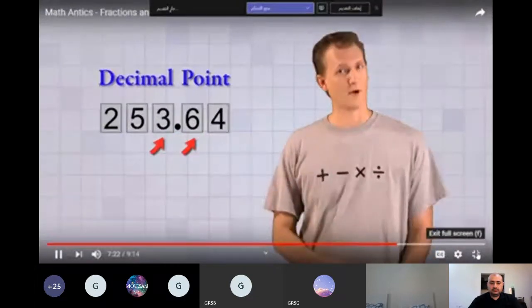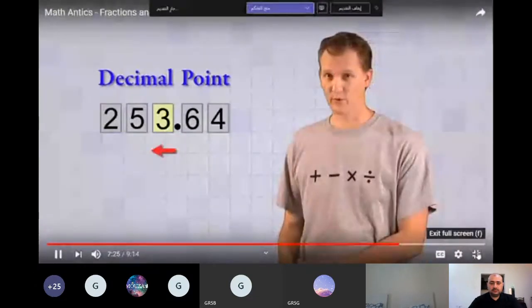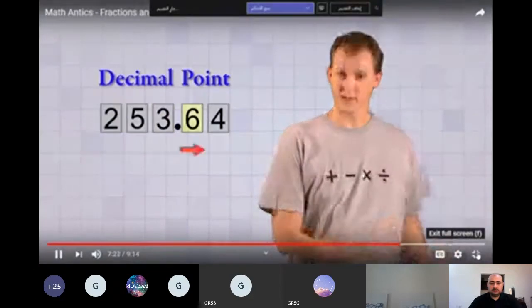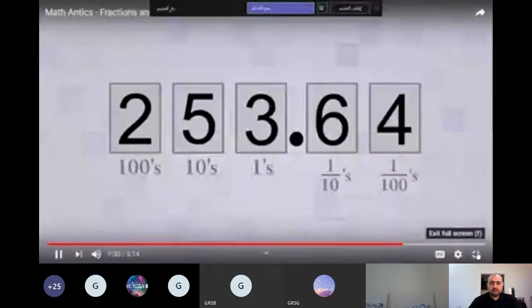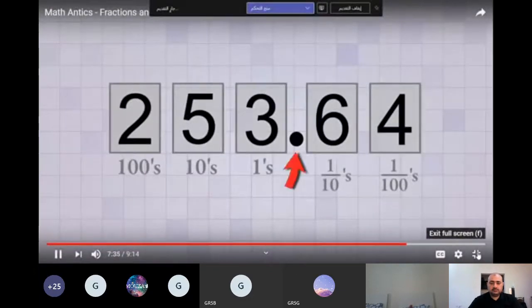That way we always know that the ones place is on the left of the decimal point and the tenths place is on the right. There, that's better. Now our number reads 253.64.